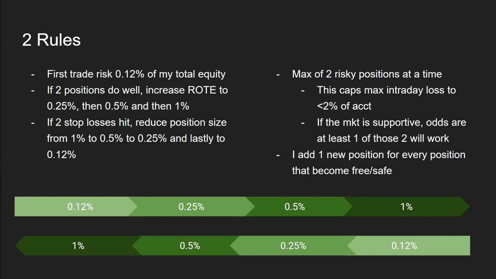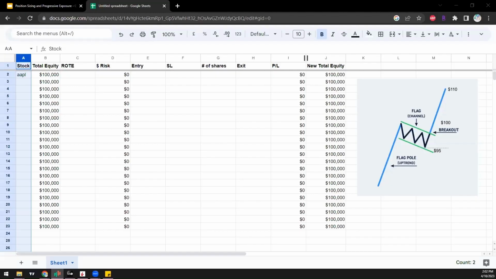Now we're going to go through an Excel sheet where I'm going to go through a live example of how you can start with an account of say 100,000 and how we can start to determine what the position size for each trade will be. Now I'm going to go through an example on this simple Excel sheet to show you exactly how I calculate the number of shares I should be buying for any position and how I use progressive exposure.